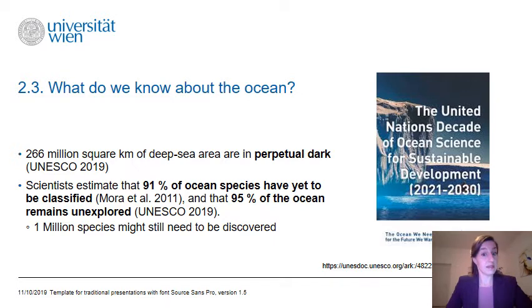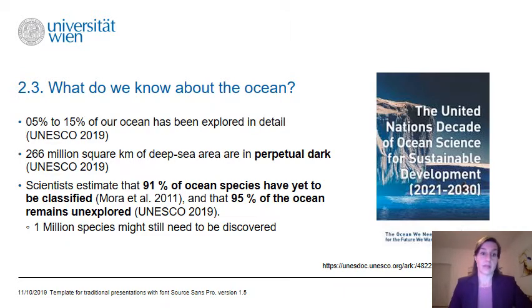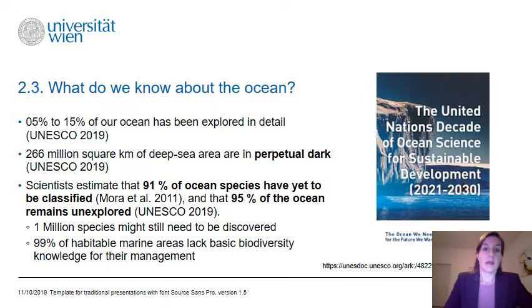So 1 million species, that's an estimation that the report of the UNESCO Decade of Ocean Science draws, still needs to be discovered. And all in all, one can say that the knowledge that we have about the ocean is 0.5 to 15%. And 99% of habitable marine areas lack basic biodiversity knowledge for their management, which is an important point, specifically if we ask, how can we protect marine biodiversity? If we do not have the knowledge on what marine biodiversity actually is located in the ocean, how can we protect it?